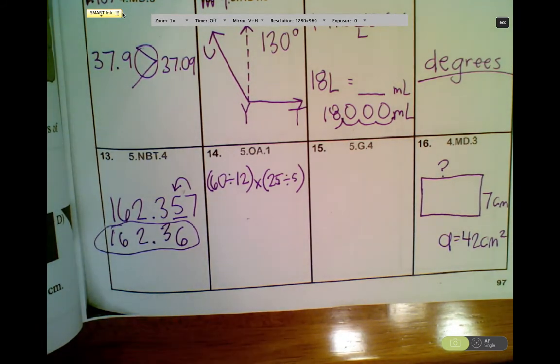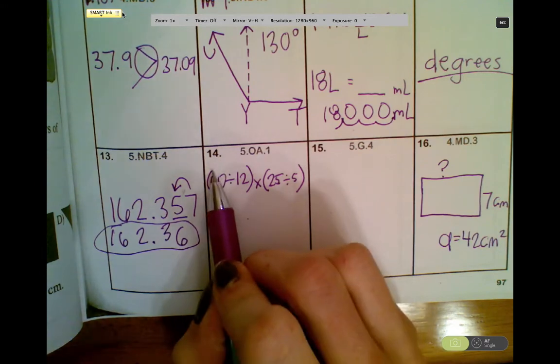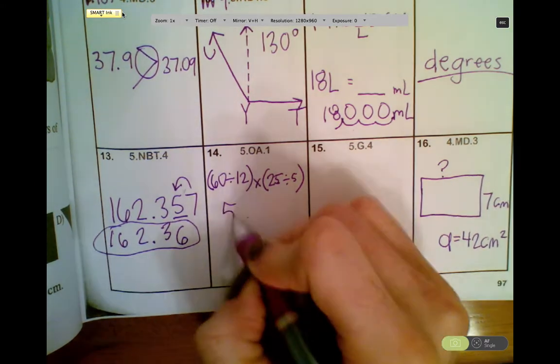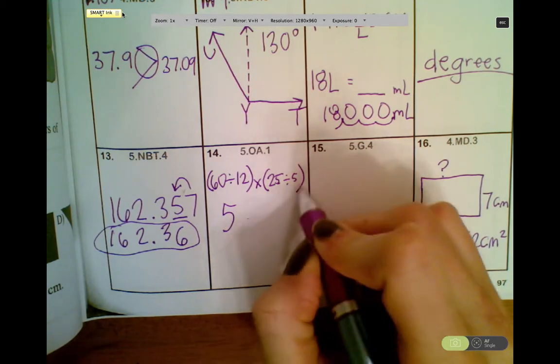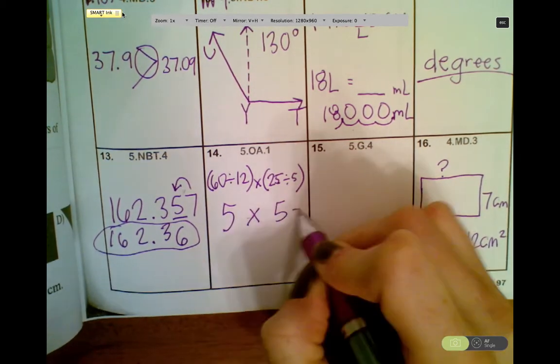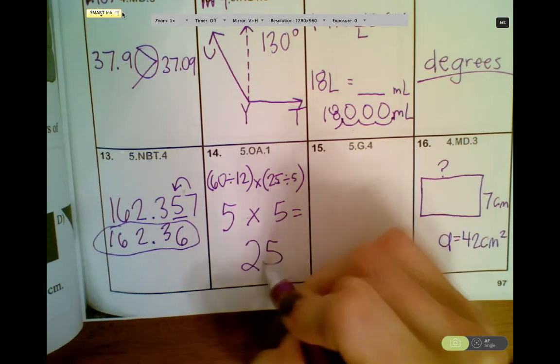Number 14, 60 divided by 12 times 25 divided by 5. First, I'll do these parentheses. I know that 60 divided by 12 is 5. 25 divided by 5 is 5. Bring down my multiplication sign. And 5 times 5 is 25.